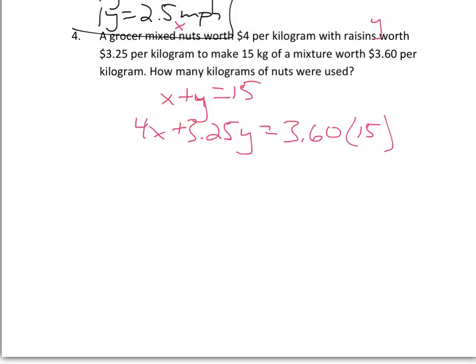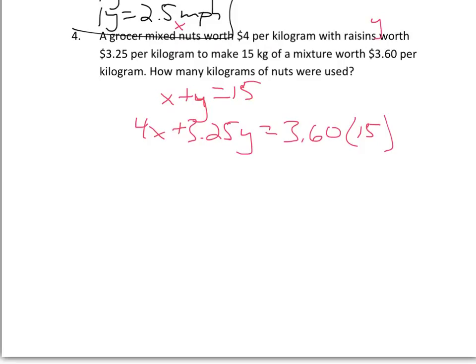Right, so you might have been with me all the way up to that point. You have to remember that when you're creating these models, you have to pay attention to what you're saying, right? And it all has to do with what you're defining your variables as and why you choose the numbers you choose. So remember that x is kilograms of nuts, y is kilograms of raisins, 15 is total kilograms, so that makes perfect sense. That equation makes perfect sense. Kilograms plus kilograms equals total kilograms.